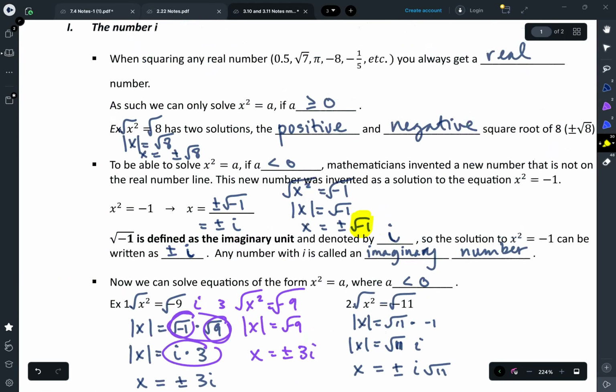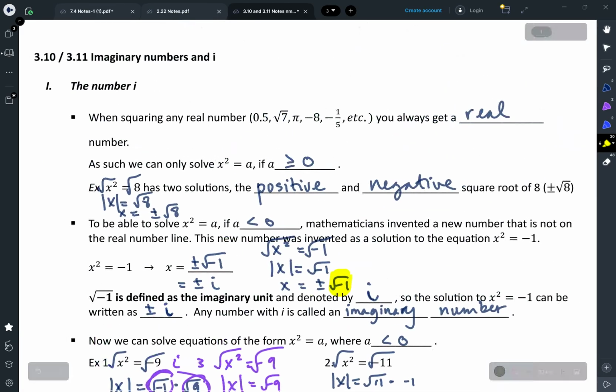So many things going on today, lots of information. I hope it's interesting to you, though. Mathematicians really enjoy imaginary numbers. They're just kind of cool. All right. If you have any questions, please make sure you ask.